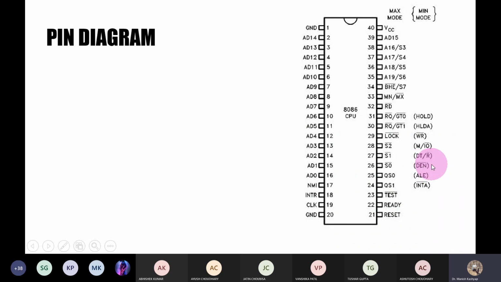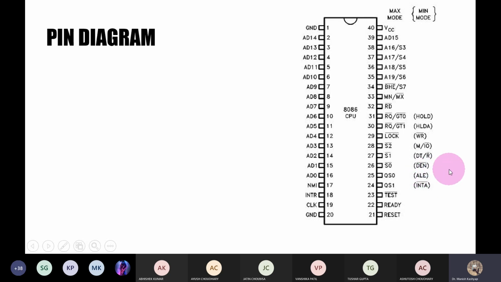The DEN pin is directly there, because the microprocessor is a general purpose digital circuit. If you still need AND and OR gates to create another circuit, then it defies the very purpose of having a microprocessor in the first place. So they have given this additional pin so that additional hardware components might not be needed for interfacing. ALE, you are already aware of the meaning of this: address latch enable.